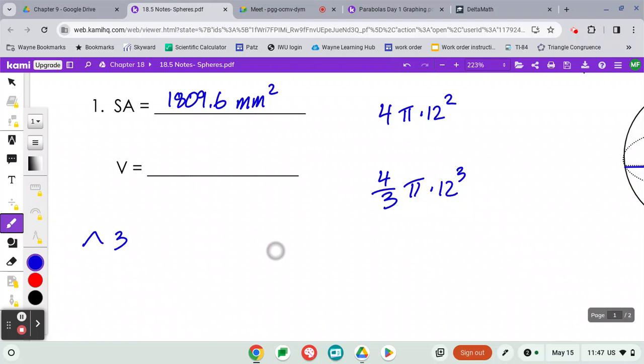And what do we get to the nearest tenth? Go ahead. 7,238.23. Yeah, and so I'll just put 0.2, but yep, and millimeters cubed. Good job.